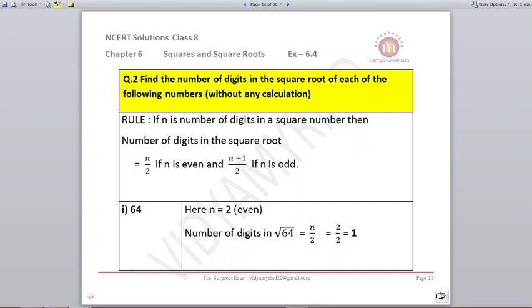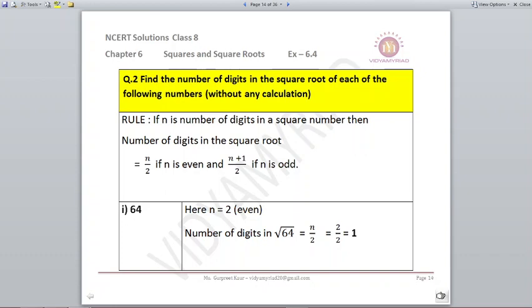Question number 2. Find the number of digits in the square root of each of the following numbers without any calculations. Now we have a rule over here. We will just count the number of digits, that will be n. So that n, if it is even, I will do n by 2, and if it is odd, I will do n plus 1 by 2 to find out the number of digits.